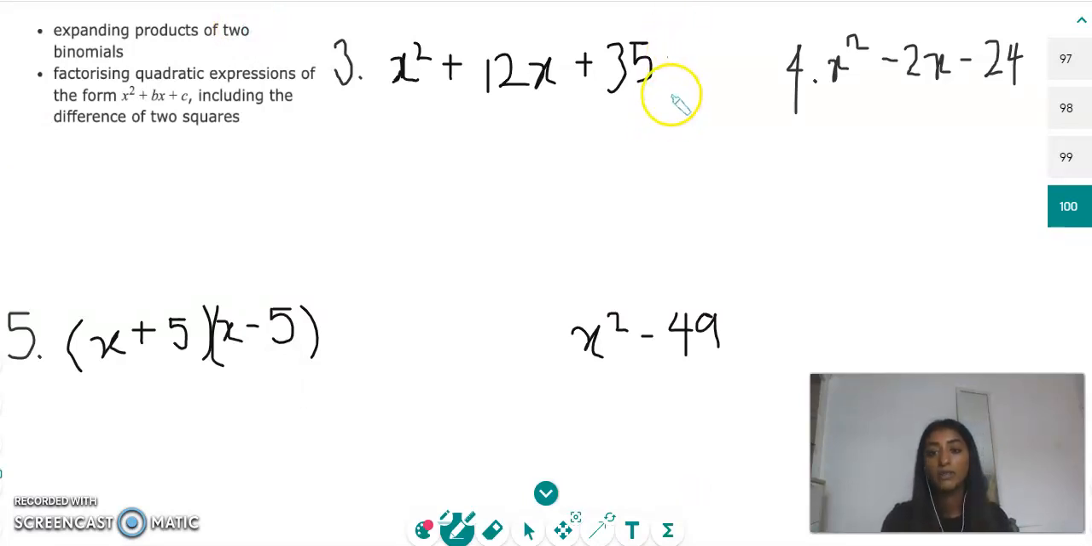So if you can tell me the multiples of 35. Yep, so 1 and 35 and 5 and 7. So once we've got these two multiples, we can see which combination of these can add together or subtract to make b, which is 12 here. So as you can see, you could do 5 plus 7 to give you 12, and that makes up the 12x.